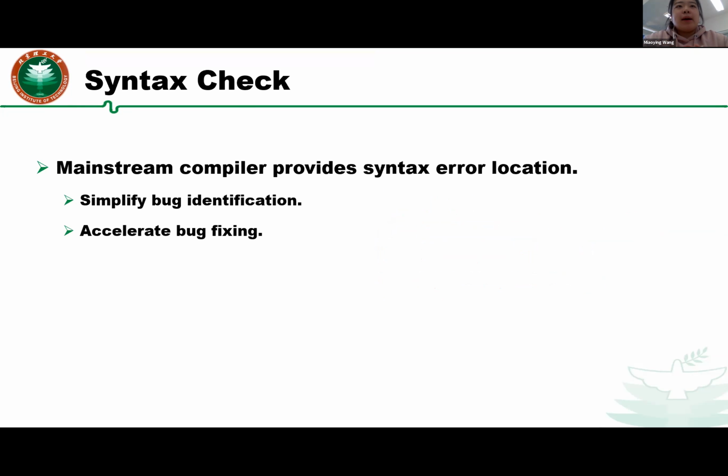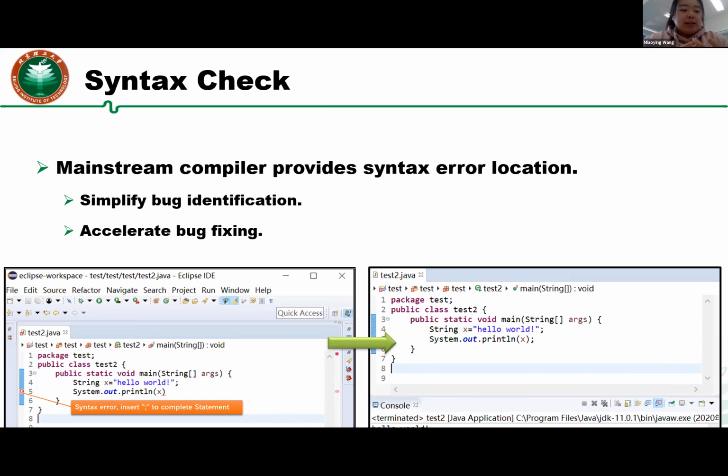Well, mainstream IDEs provide syntax checks to show the error location. They can simplify the bug identification and accelerate the bug fixing. For example, Eclipse warns the user that the statement needs a semicolon on line 5. A user follows the suggestion and inserts a semicolon on line 5, then the bug is fixed and the response is acquired.